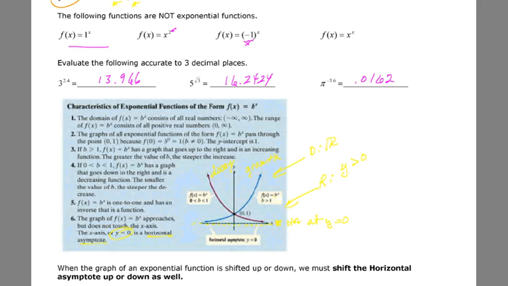Now what's going to be the difference as far as what makes one grow, what makes one decay? If the value of b, your base, is a fraction between 0 and 1, you get the decaying model. If your base, your b, is a number bigger than 1, you get the growth model. So a fractional base gives you a decaying model, a number greater than 1 gives you the growing model.